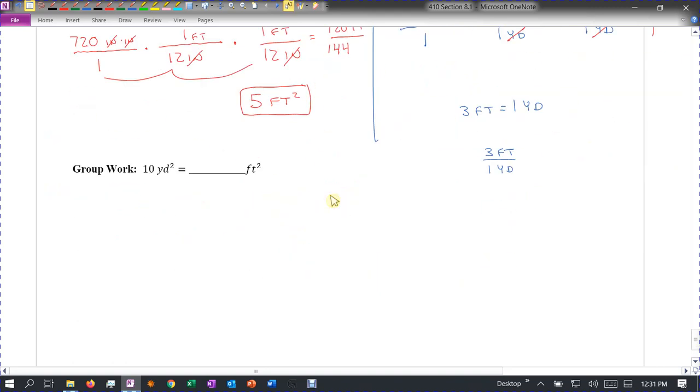Now why don't you try and do this one on your own? We're trying to go from square yards to square feet. I'll go ahead and pause the video and let you come back and unpause it to get the answer.